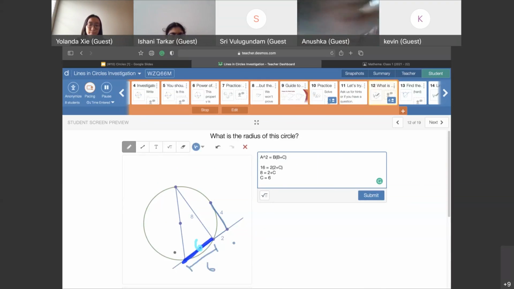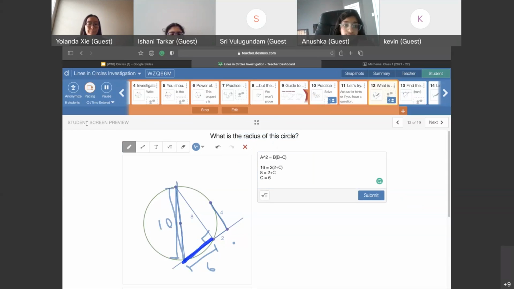And c on this problem would be this line right here. So this is 6. And then we know this is a right triangle because part of it is the diameter. So using the Pythagorean theorem, we know that this length right here is going to be 10. But the question asks us for the radius of this circle, so the radius would be 5 because 5 is half of 10.